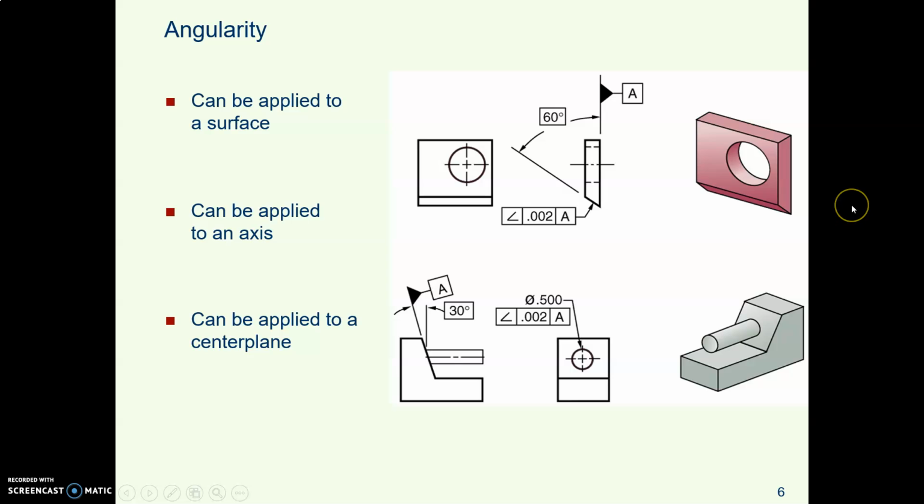You can apply angularity to a surface, as you see in this top part, and on the left in the bottom part, and you can apply angularity to an axis of a hole or a pin, and you can apply it to a center plane of a flat thing.